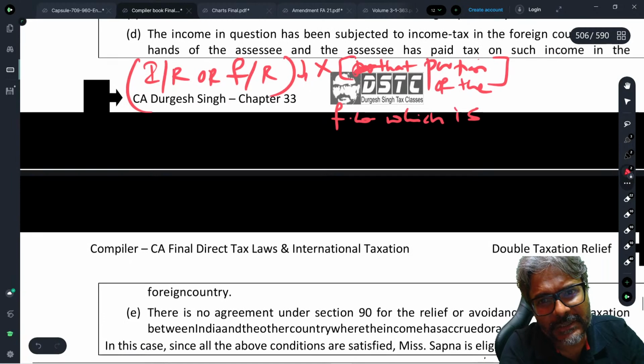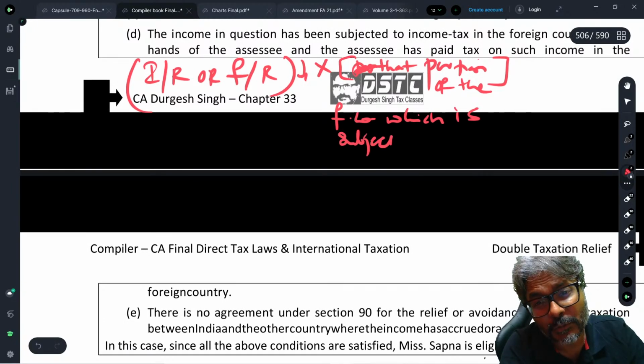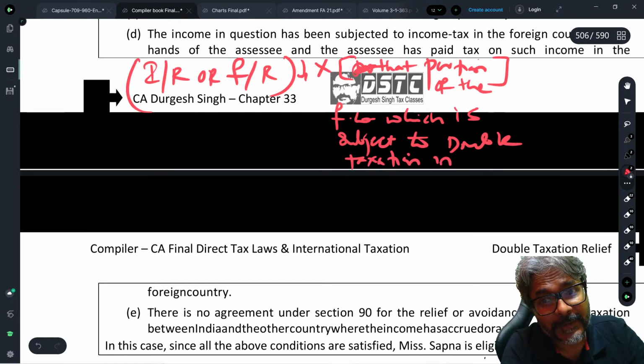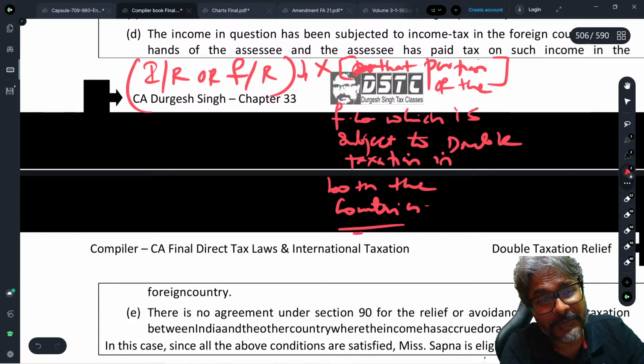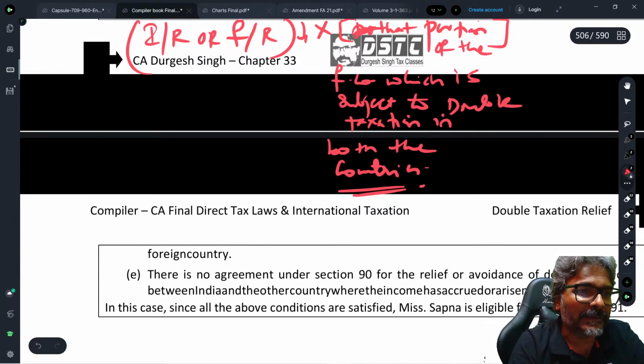Which is subject to what, students? Which is subject to double taxation. Be careful in this case. Double taxation in both the countries. That portion of the foreign income which is subject to double taxation in both the countries.